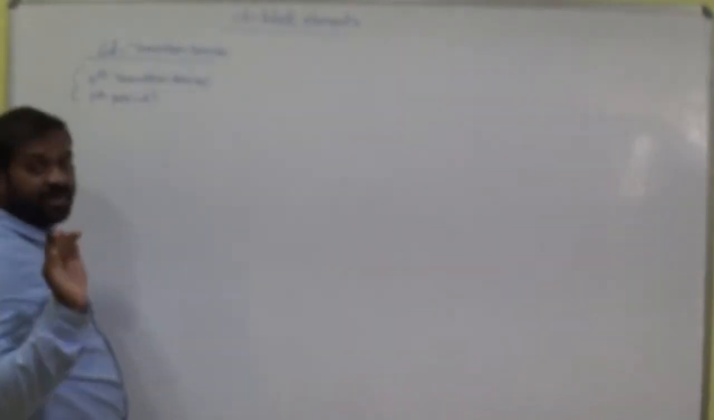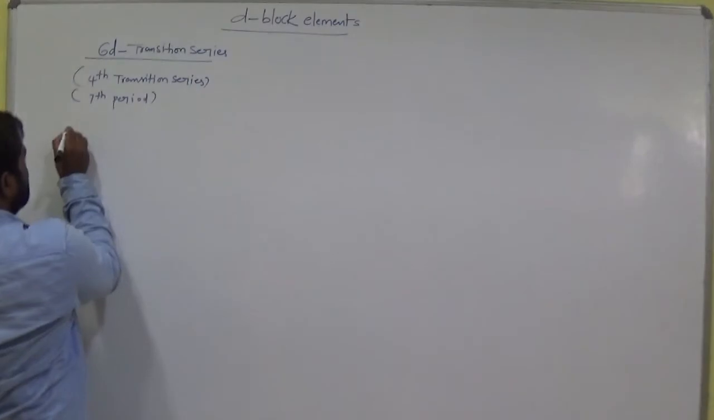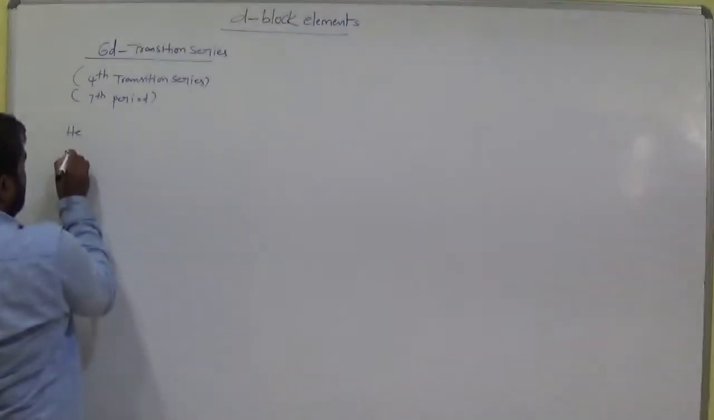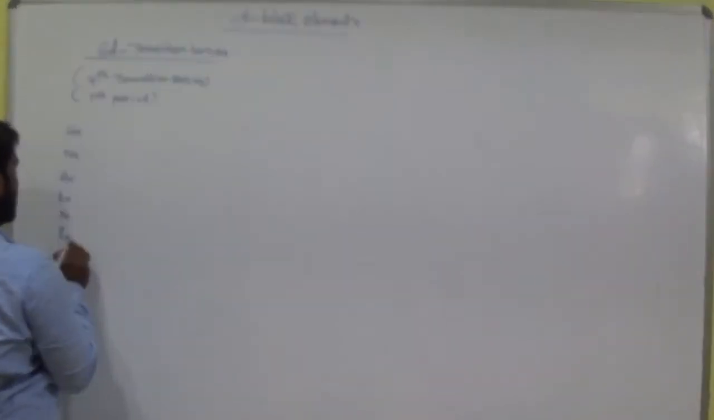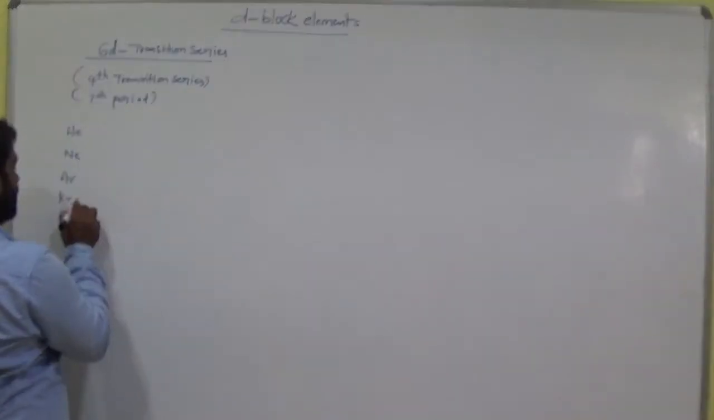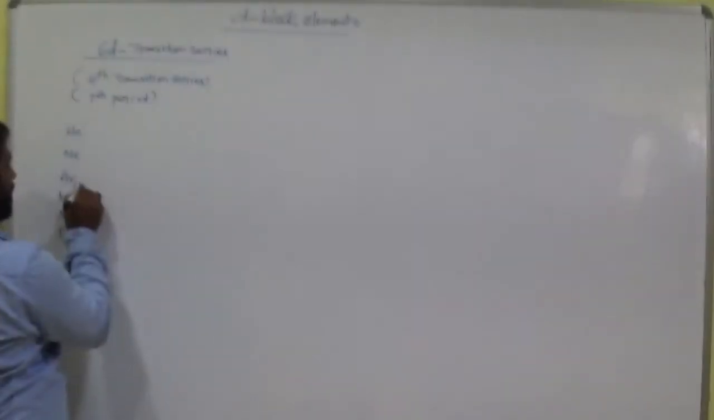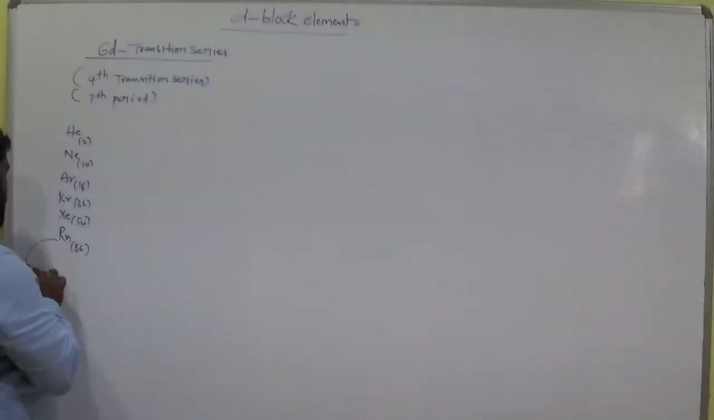In this case, we follow the electronic configuration. So, what is the nearest noble gas? Helium, neon, argon, krypton, xenon, radon. What is the atomic number of radon? 86. Xenon 54. Krypton 36. Argon 18. Neon 10. Helium 2. Am I right? These are the atomic numbers of noble gases. Remember this. Radon is a radioactive element.